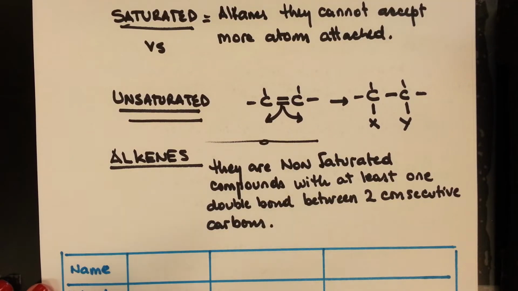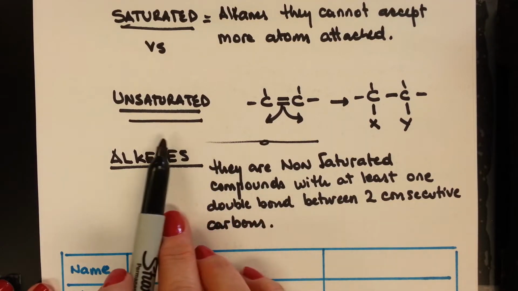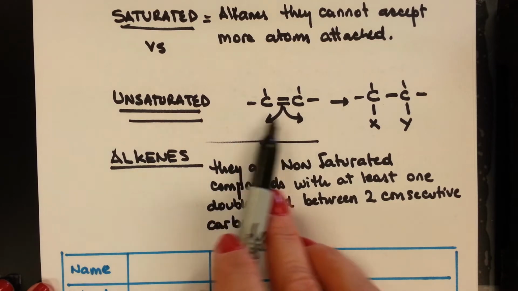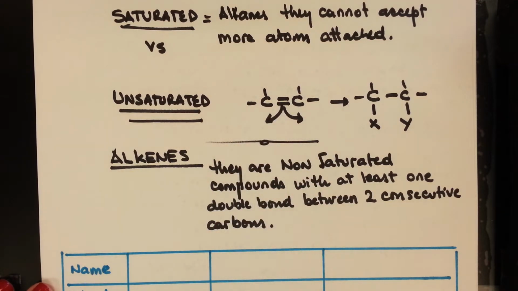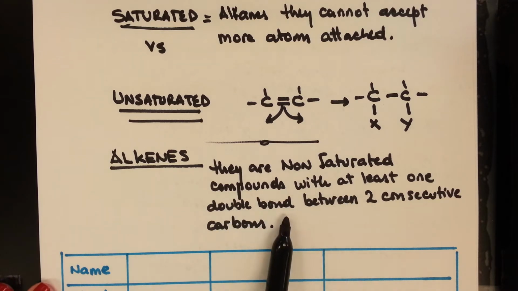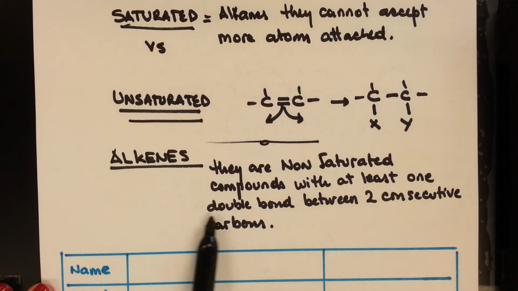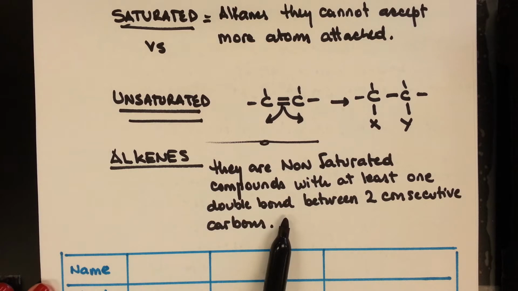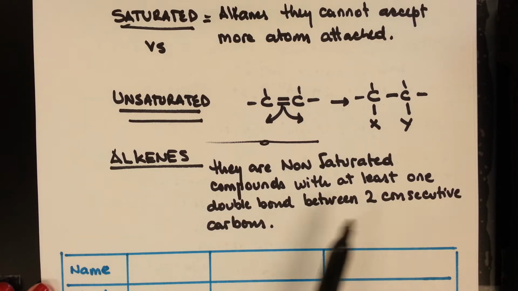Okay, so alkenes are non-saturated, and we know that non-saturated means that they have a double bond, so they can accept more things. They are non-saturated compounds with at least one double bond. We are going to study only the ones that have one double bond between two consecutive carbons. This makes the alkenes very reactive.